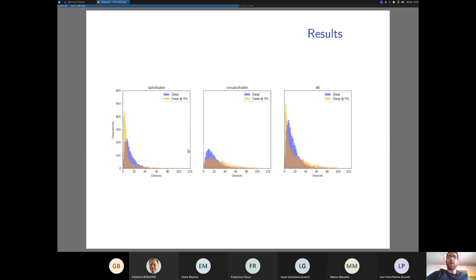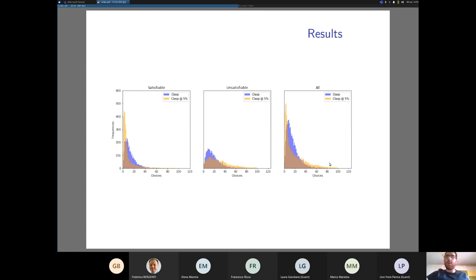In the middle graph, we see the same kind of choice distribution, but for unsatisfiable programs. And here, instead, we see that there is a kind of long tail behavior that is most likely a byproduct of how the network is trained, because it is trained to minimize the number of broken constraints. And while this gives an edge to the solver while working on satisfiable instances, it basically makes it worse on unsatisfiable instances. The rightmost graph is just all the data not partitioned into satisfiable and unsatisfiable instances. And basically, we notice both the shift and the long tail behavior.